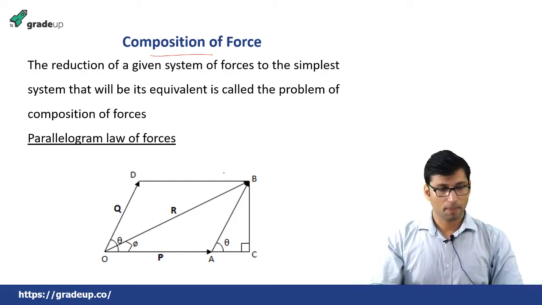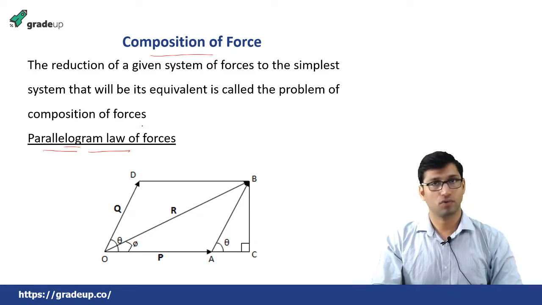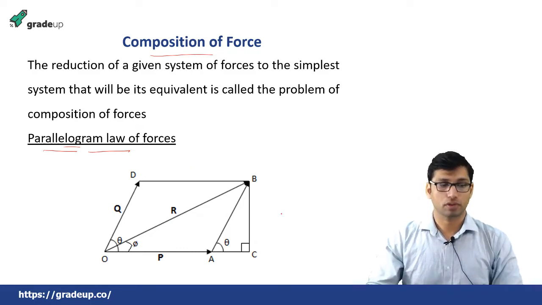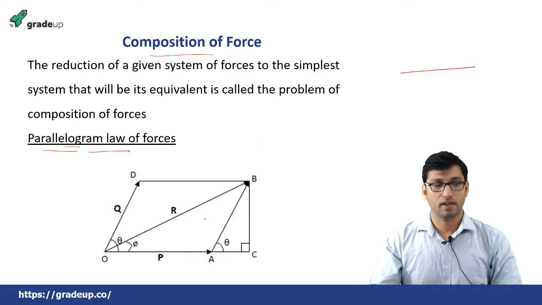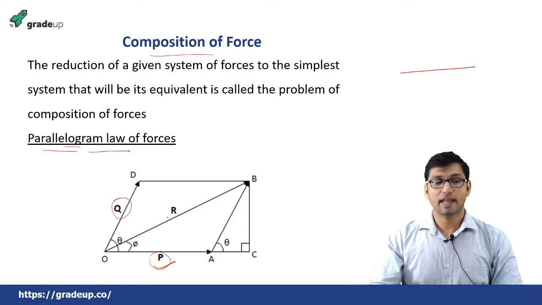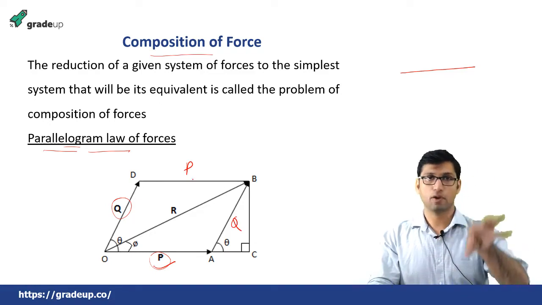Now, this reduction of forces, or composition of forces, is determined by two laws. One law is called the parallelogram law of forces, and the other is called the triangle law of forces. In the parallelogram law of forces, suppose the forces are represented by two sides of a parallelogram. Suppose this is force P and this is force Q. Now these forces are represented by two sides of a parallelogram. So the diagonal of this parallelogram, after completing it, with this being force P and this being force Q, so the parallelogram is completed.